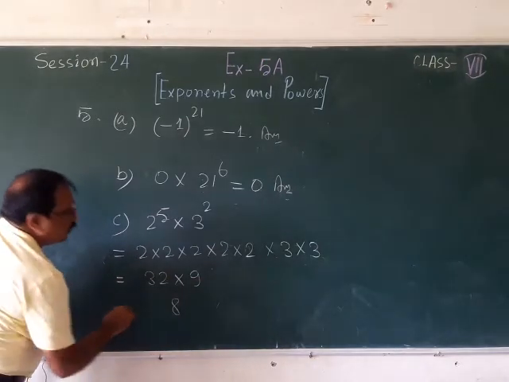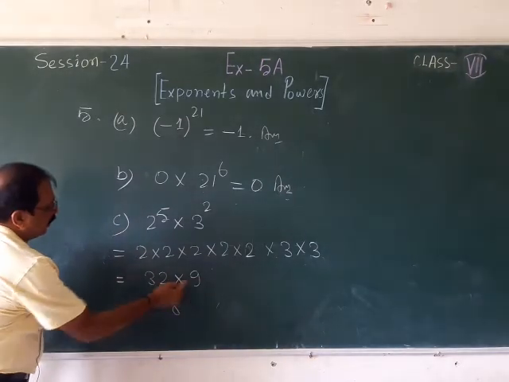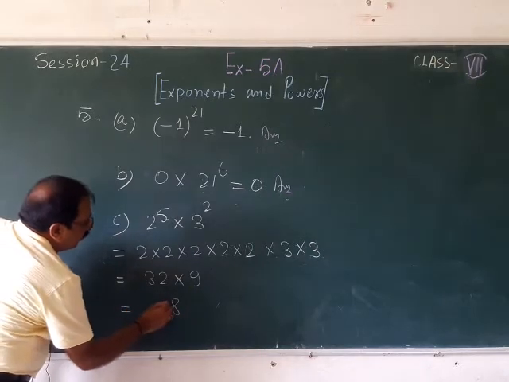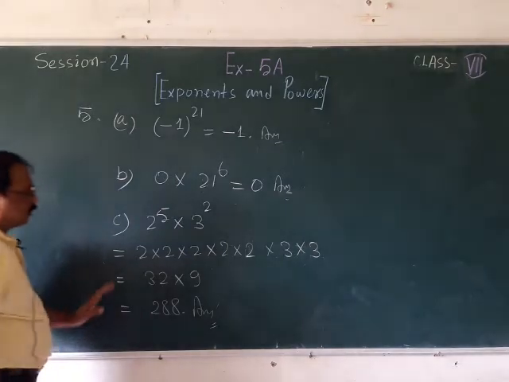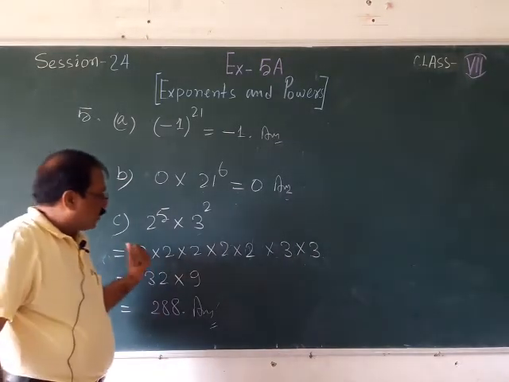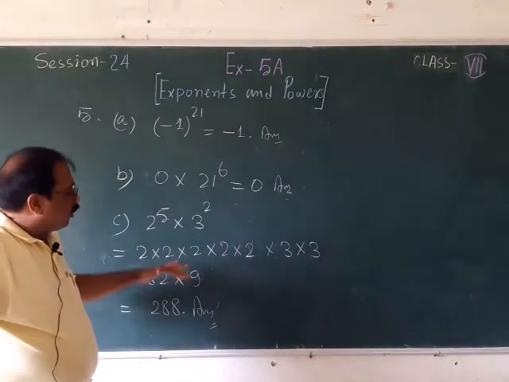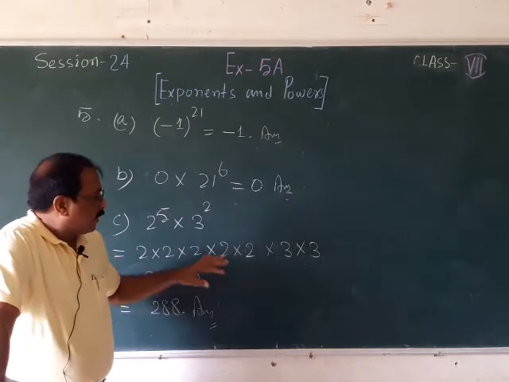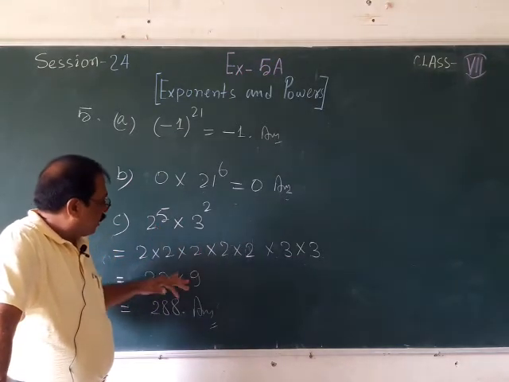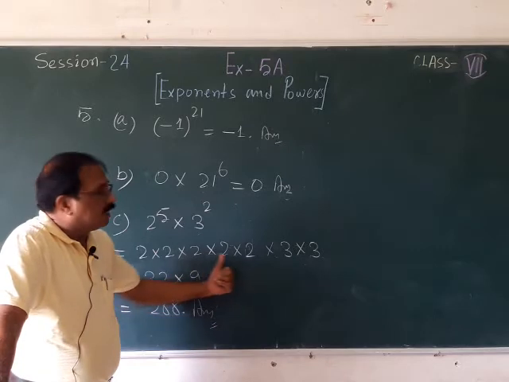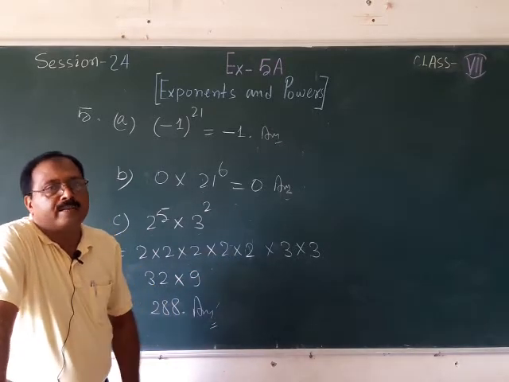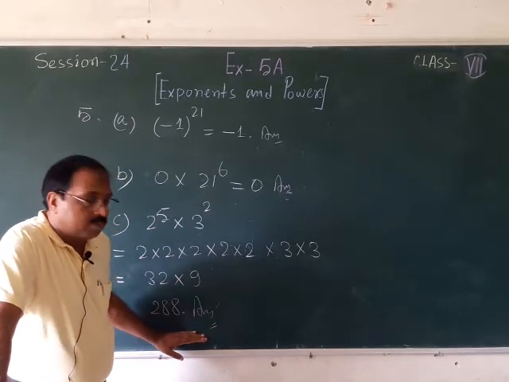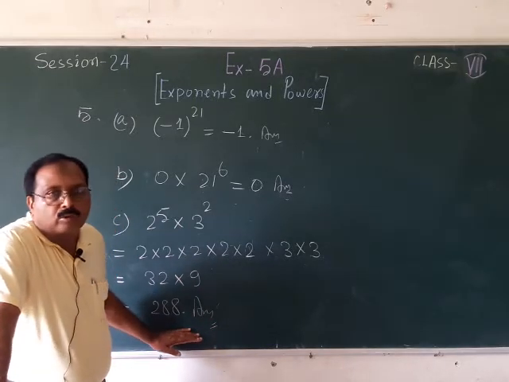9 2s are 18, 8 carry 1, and 9 3s are 27 and 1 is 28. So the answer will be 288. So like that, first of all you have to write the exponential form of the given number, then you have to make groups according to your own convenience, and then multiply those numbers to get your answer.